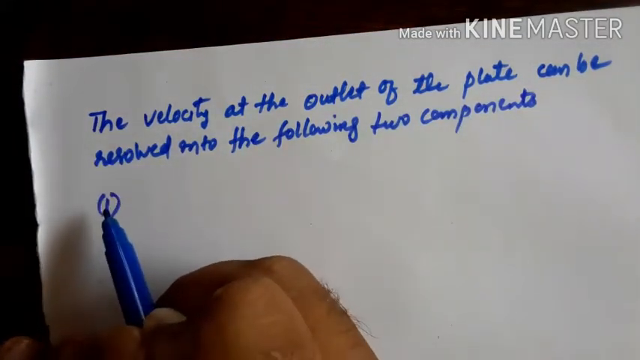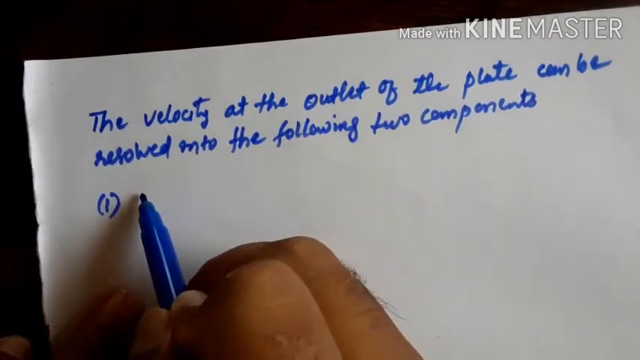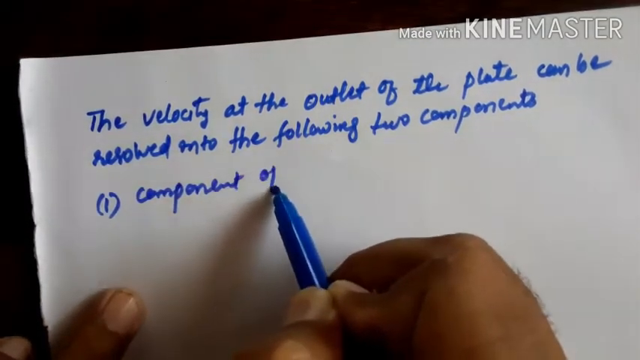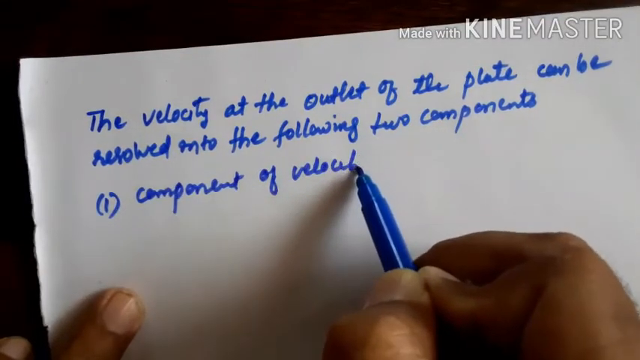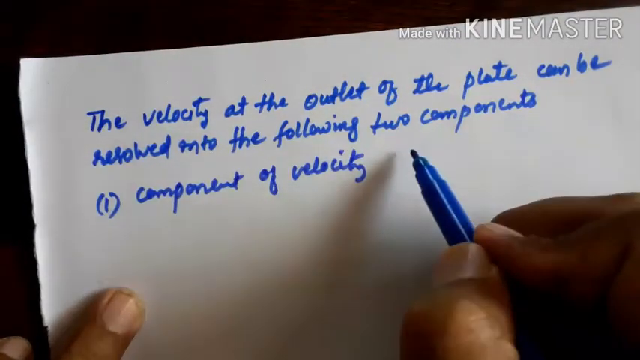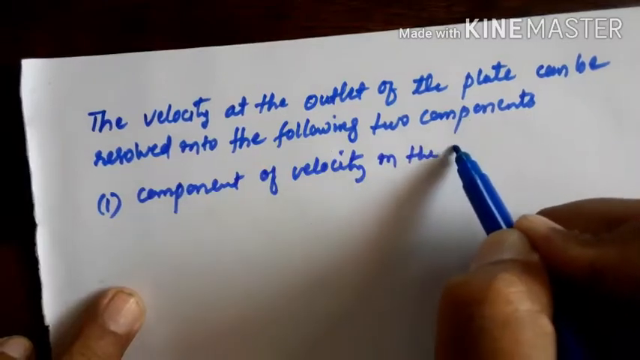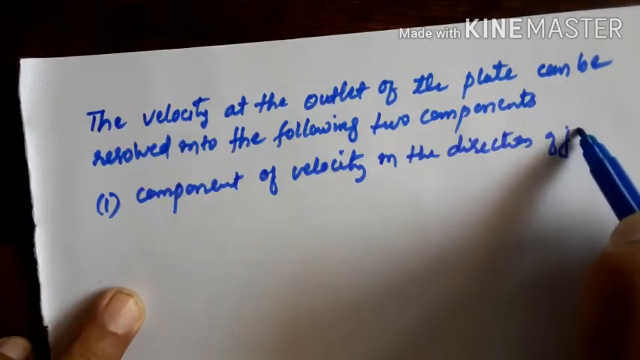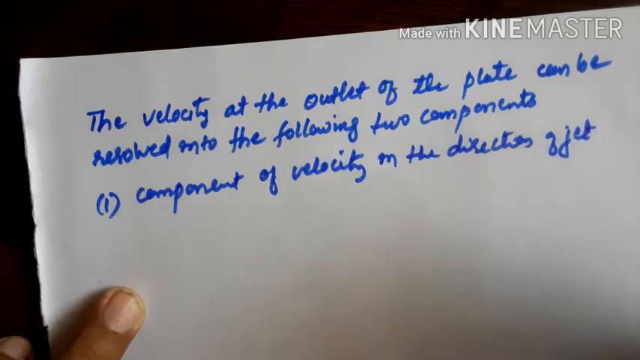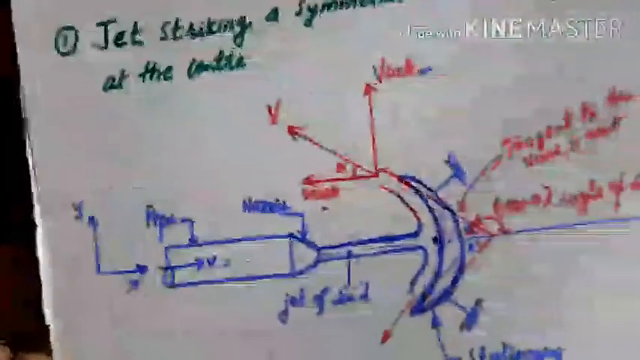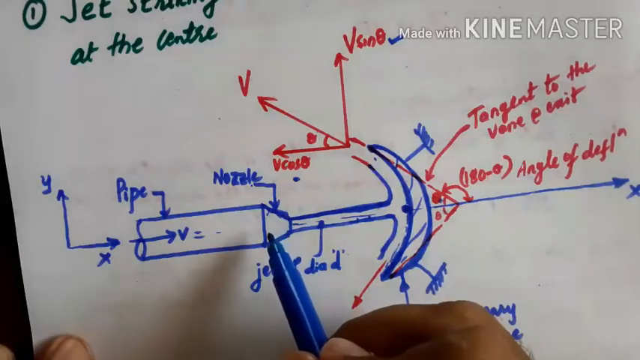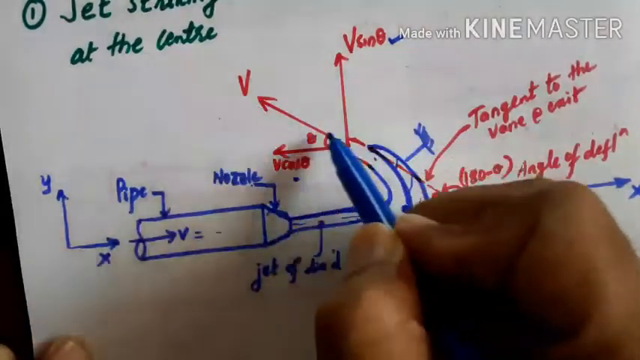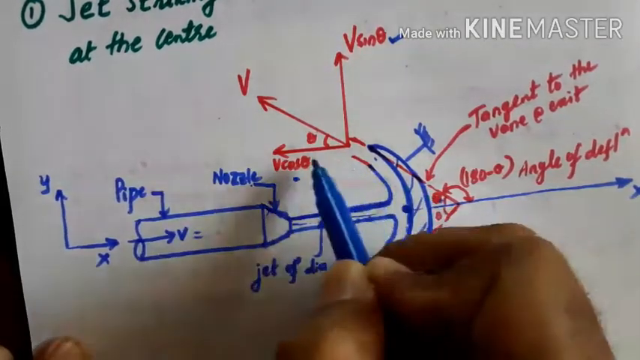The first component is the component of velocity in the direction of jet. In the direction of jet. So here, if you take the first component, the component of v in the direction of jet is this one.